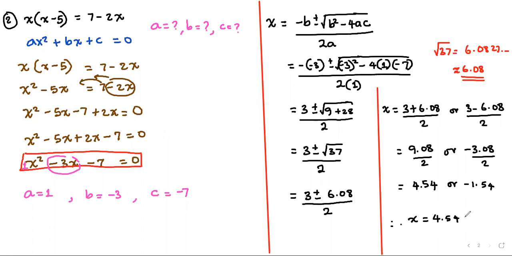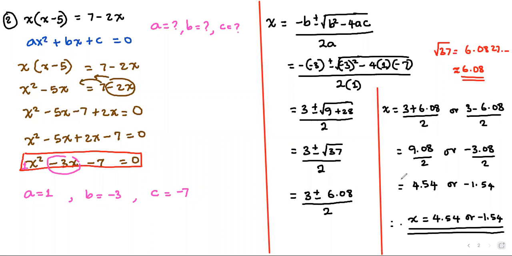4.54 or negative 1.54. Let me write this very well. 4.54 or negative 1.54. Do you understand, everyone? Okay.